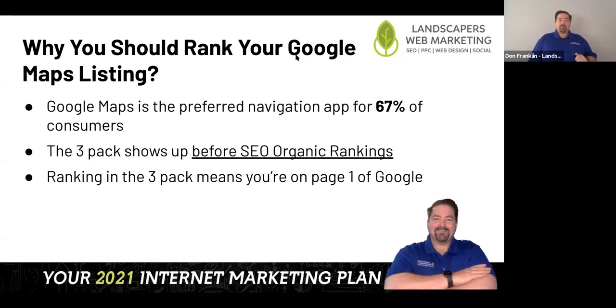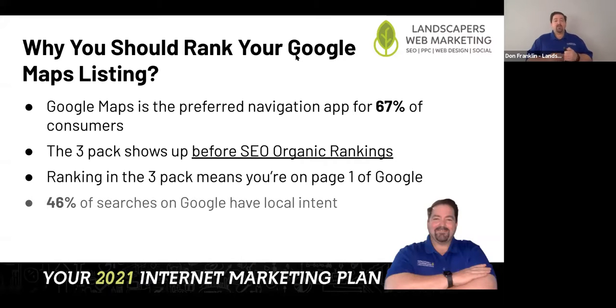And then ranking in the 3-pack means that you're on page 1 of Google. So you have the organic section, the map section, and then the ads. And again, the ads are paid. So you're paying to rent out that space.